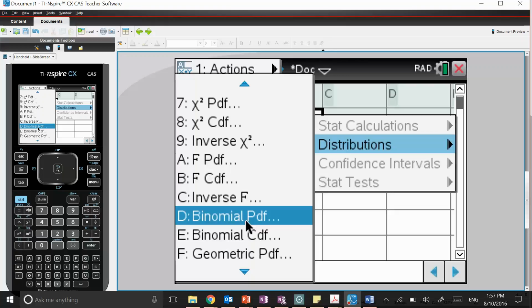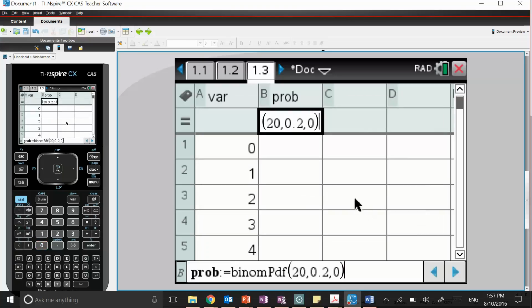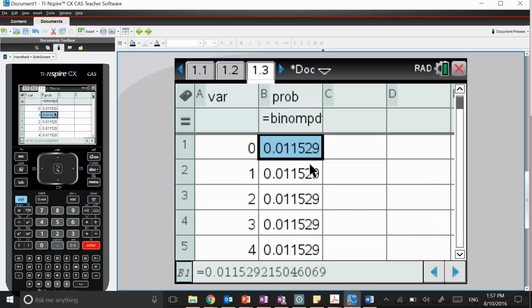So I go to PDF, and I say number of trials. Well, I got 20. Probability of success, I told you was 0.2. And my X value, I'm starting at 0. Okay, so if I go there, press enter. Whoops, what's going on there?